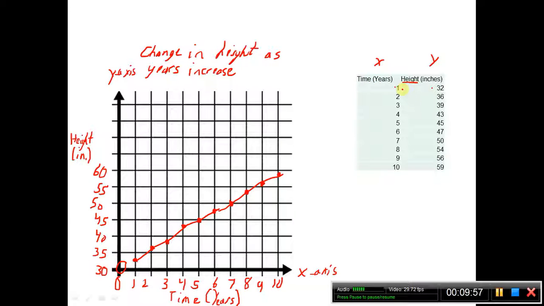If I had told you that this is like a human, the growth of a human baby, right, from the time they're 1 year old to the time they're 10 years old, we could go change in height of a human as years increase. And then someone would understand, if you came in and read this, change in height of a human as the years increase, you would say, oh, okay, so at 1 year old, this baby human was about 32 inches tall, and then at 2 years old, they were about 36, and so I would be able to understand this data just by coming in and looking at the graph.